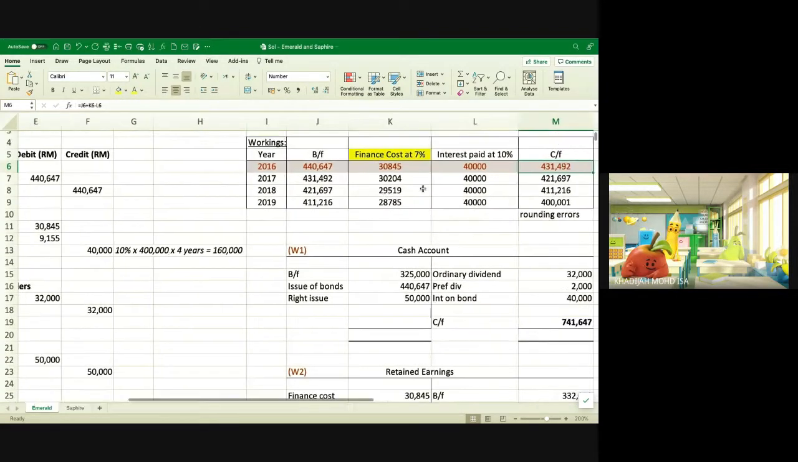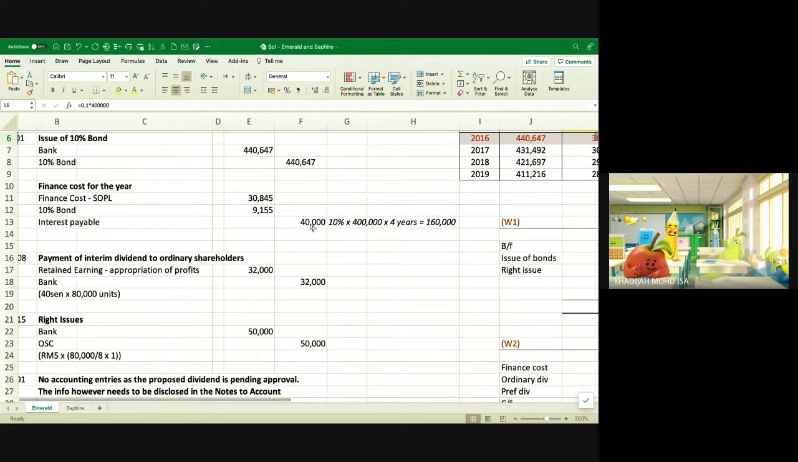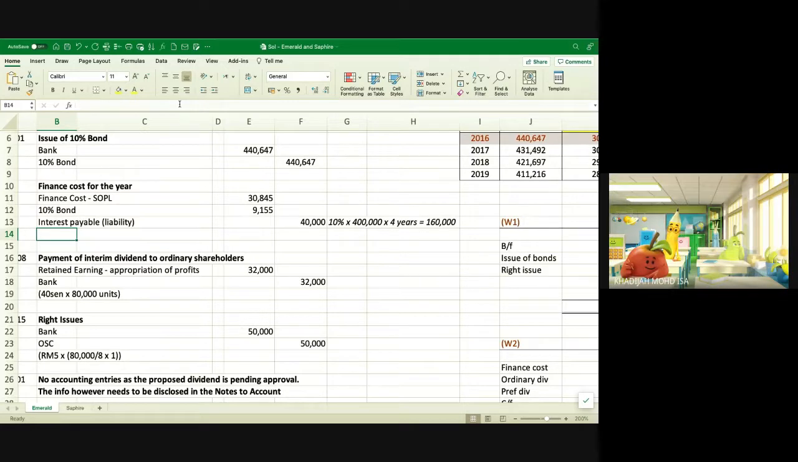So what is to be recorded here is that you have to look at the difference. At the end of the first year, you're going to record this. You're going to credit your interest payable. Why do you credit your interest payable? Anyone? Why do you credit your 40,000 interest payable? Have you paid the interest at the end of 31st December 2016? No. When are you going to pay the interest? 40,000.